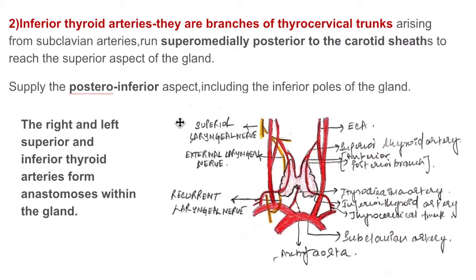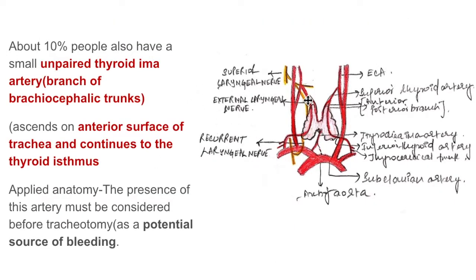Now in the beginning I told you that the thyroid gland is a highly vascularized structure and it has a rich anastomosis. So we see that the right and left superior and inferior thyroid arteries form anastomosis within the gland. And you can also see that at the level of the isthmus, the right and left superior thyroid arteries anastomose. At the lower level of the isthmus, we see the thyroid-ema artery, which is our third artery.